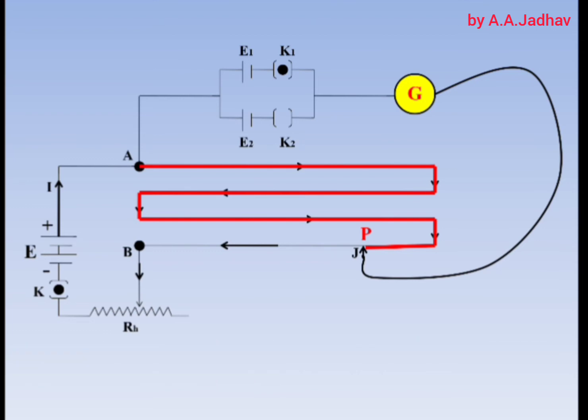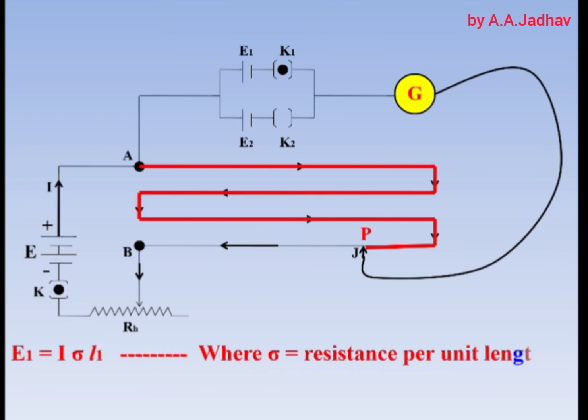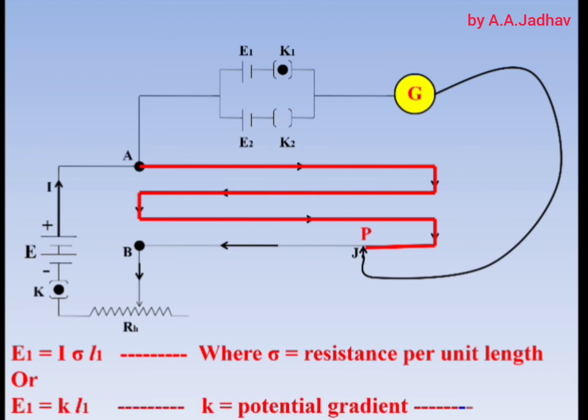Therefore, we can write E1 is equal to I sigma L1, where sigma is the resistance per unit length of the wire, or E1 is equal to K L1, where K is nothing but the potential gradient. Let this be equation number 1.